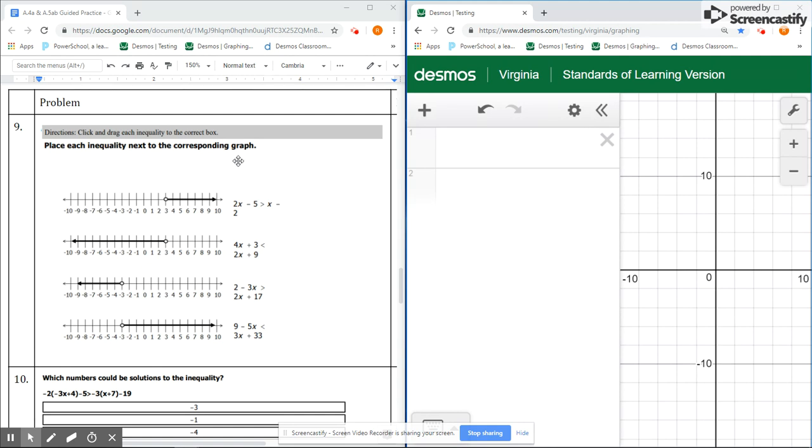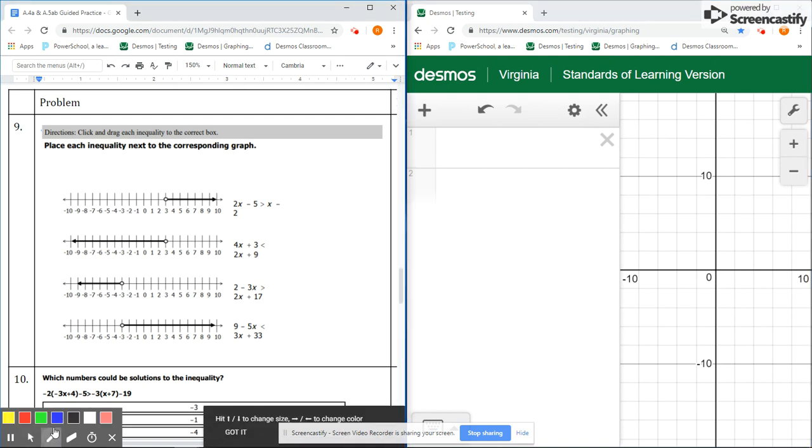Okay, number 9. Some of these are copied weirdly. We need to click and drag each inequality to the correct box. Place each inequality next to the corresponding graph. So there are 4 inequalities here, and there are 4 graphs, and we need to match up the inequality with whichever graph it belongs with.